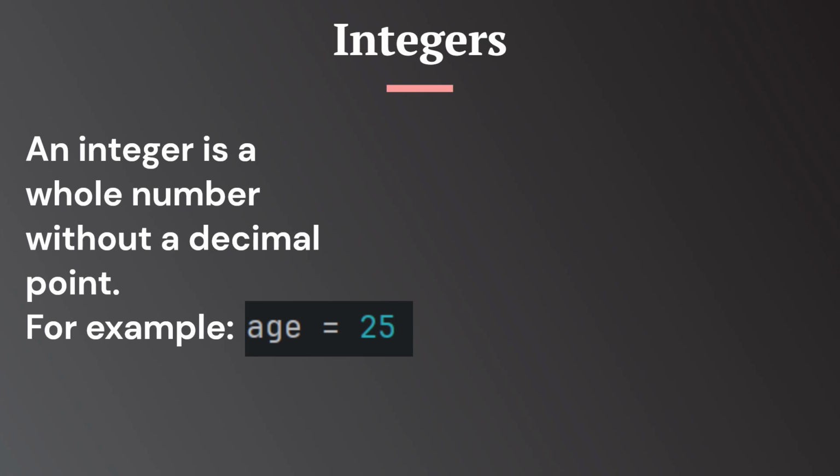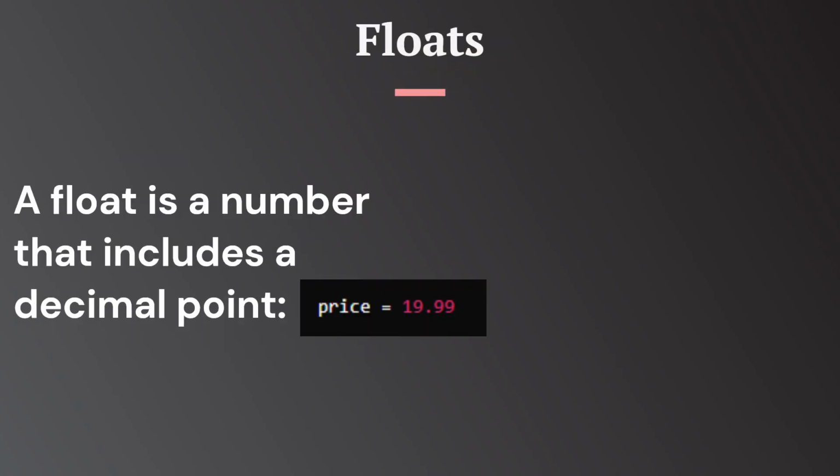First up, we have integers. An integer is a whole number without a decimal point. For example, we have age equal to 25. And second, we have float. A float is a number that includes a decimal point, like price equal to 19.99.